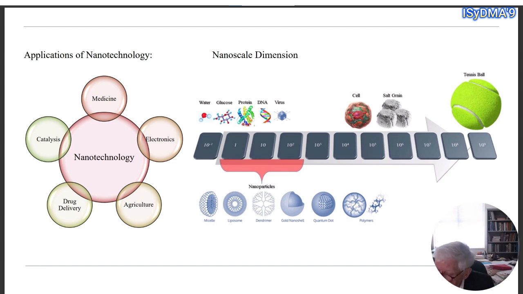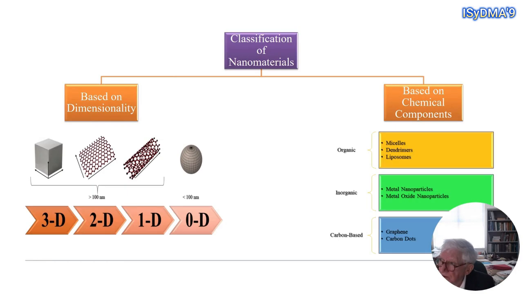So what about the classification in terms of nanomaterials? First of all, based on dimensionality, we can see the fullerene and also the nanotube, followed by graphene, for example graphene oxide, and crystalline compounds.